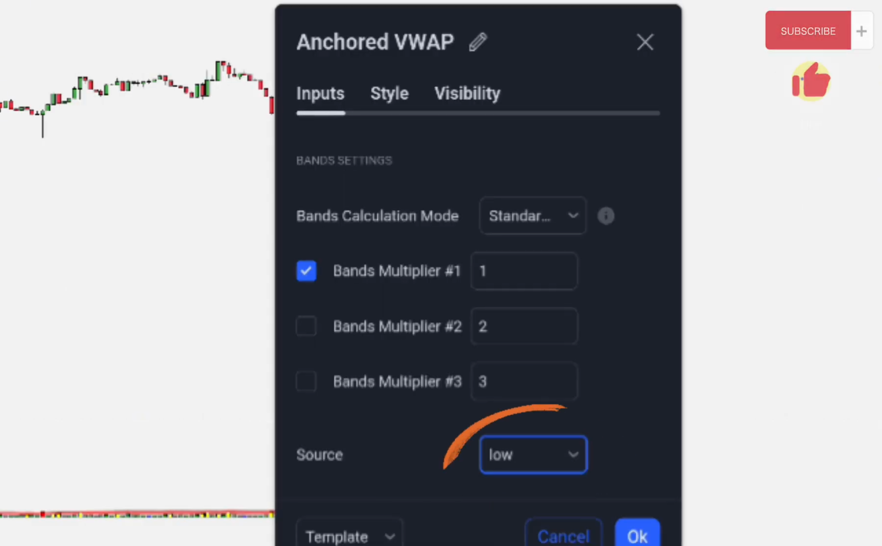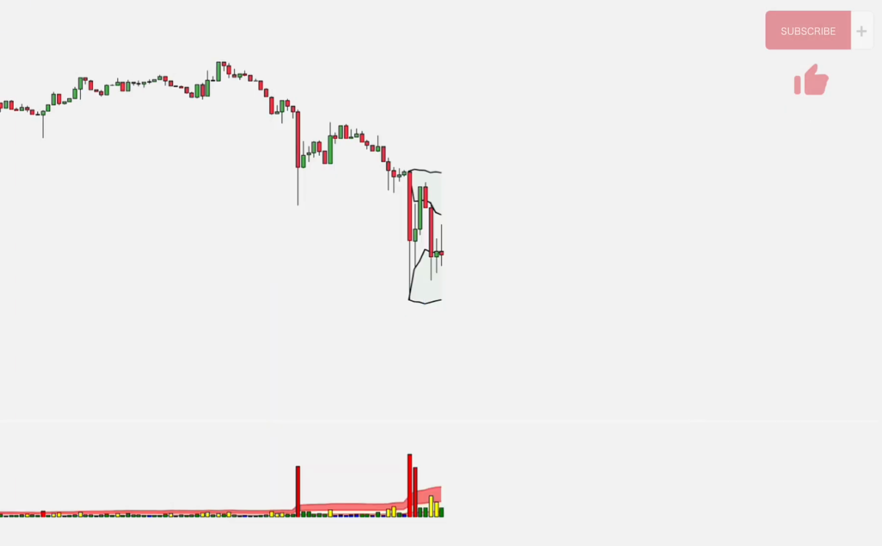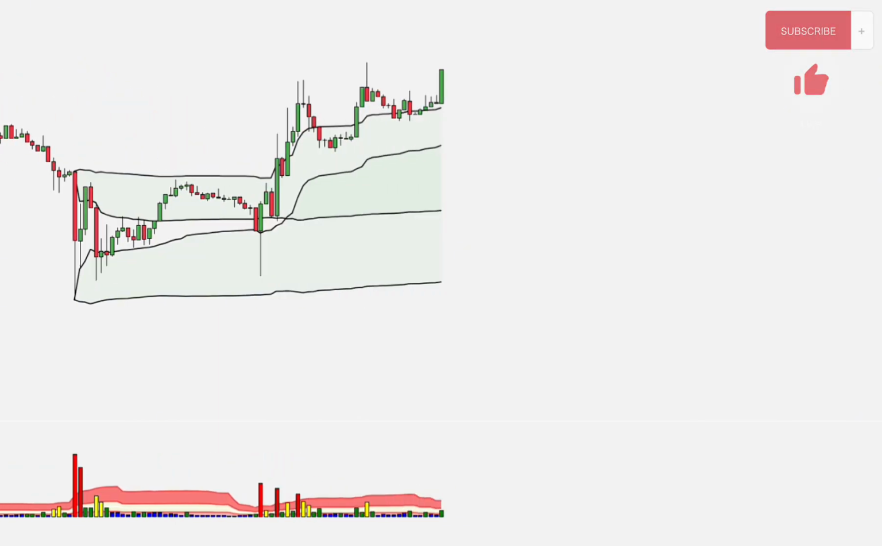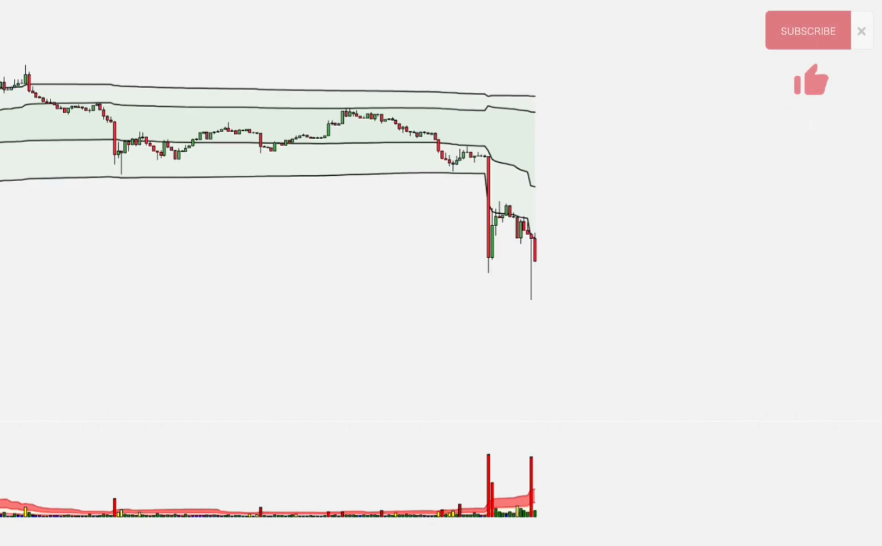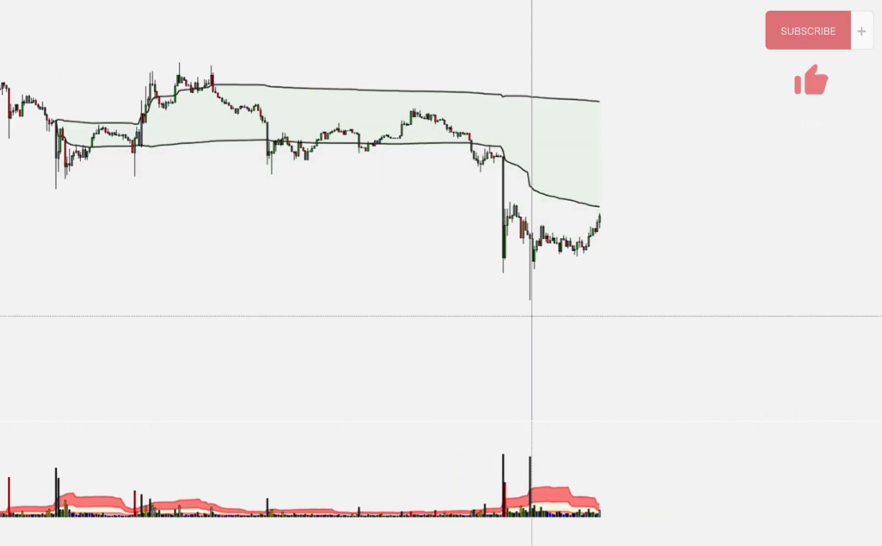Today, we will show you how Anchored VWAP works, how to use volume analysis, and how you can create a powerful trading strategy by combining these two tools. Are you ready? Then continue watching the rest of the video to learn this strategy.